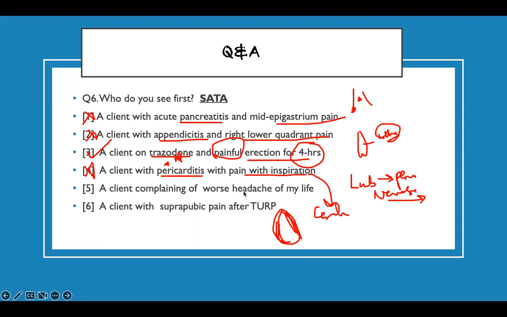The client complained of the worst headache of my life. Yes, this phrase, I know you know, is subarachnoid hemorrhage. The patient is dying, bleeding into his head. I need to see you. A client with suprapubic pain after transurethral resection of the prostate, that is TURP, removing a portion of the prostate through the urethra. They usually get suprapubic pain after the procedure. It's the spasm that is expected. He's not losing his life. So this is what we are left with.